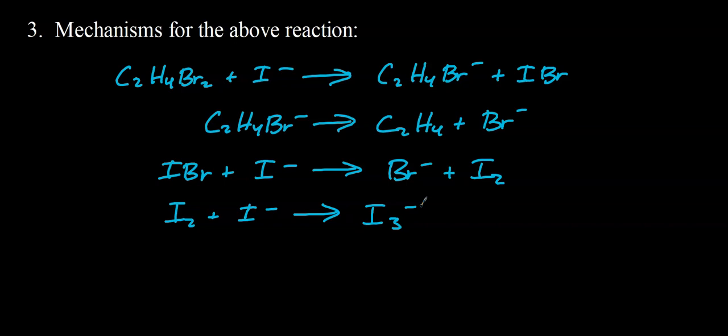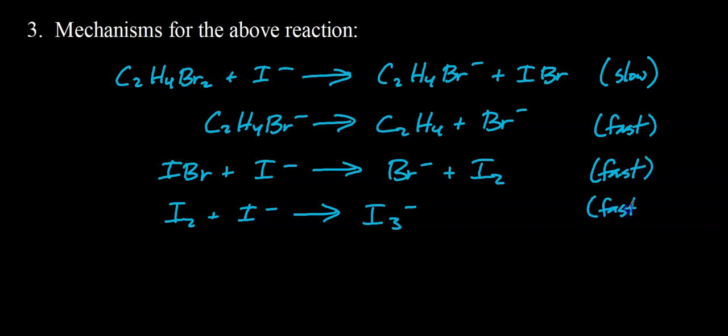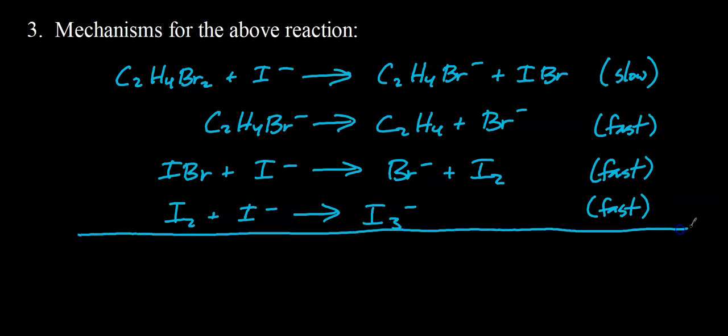All right, let's do some labeling. This step here is relatively slow. This step is relatively fast. This step is relatively fast. And this step is also relatively fast. That'll be important in just a bit. So let's go ahead and draw a line underneath that last step. Again, these are our steps, our elementary processes.